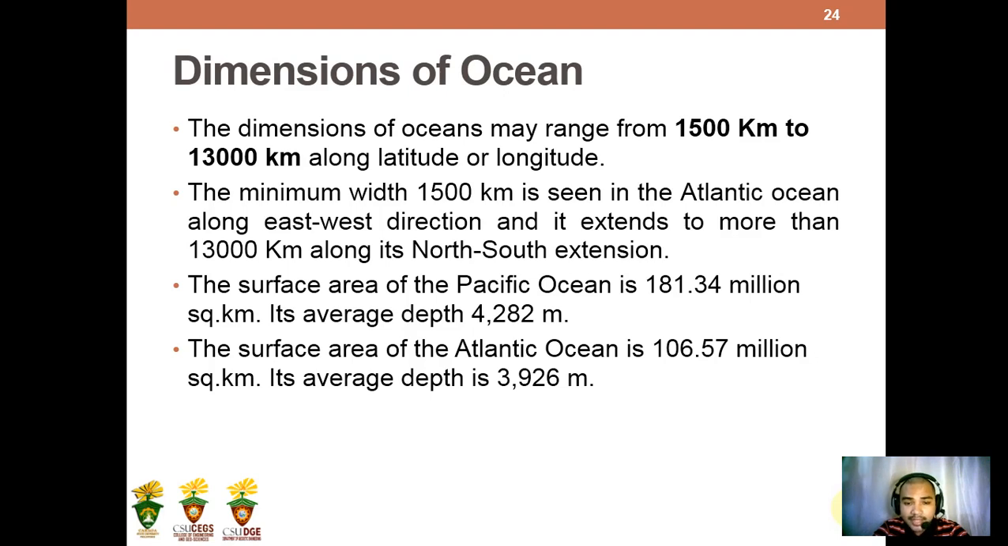Then the surface area of the Pacific Ocean is 181.34 million square kilometers, and naa siya average depth nga 4,282 meters. Next is the Atlantic Ocean that has a surface area of 106.57 million square kilometers, and naa siya average depth nga 3,926 meters.